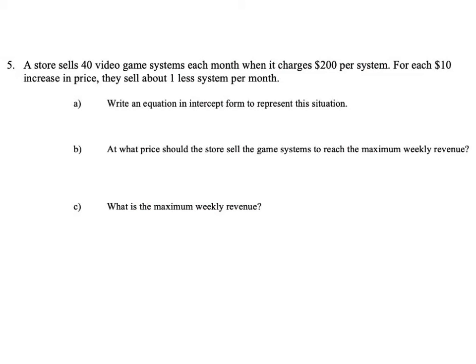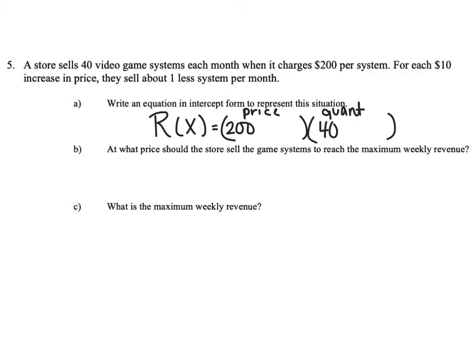We're going to do one more example. We'll again begin by setting up our revenue function. I'm going to do r of x. A store sells 40 video games each month. Again, I'm going to do price times the quantity. They sell 40 and they're charging 200. For each $10 increase in price, so the price is going up 10, it could go up twice, 3 times, 4 times, so plus 10x, they sell about 1 less. So this is dropping by 1 each time, so minus 1x. There's my revenue function.